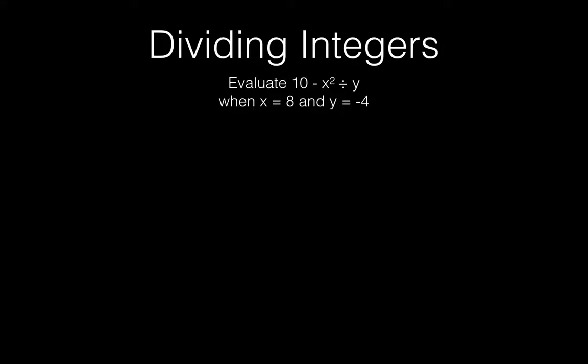Okay, at the top of page 31, they want you to evaluate the expression 10 minus x to the second power divided by y when x equals 8 and y equals negative 4. So you're going to plug in the amounts. So now you have 10 minus 8 to the second power divided by negative 4.